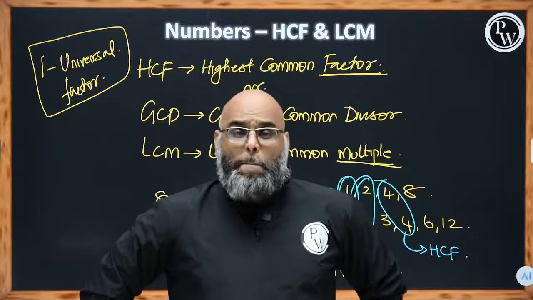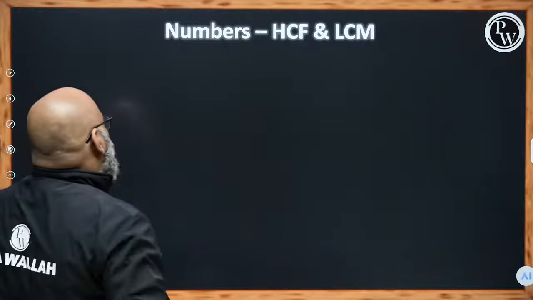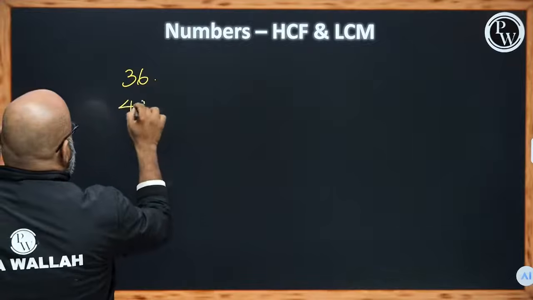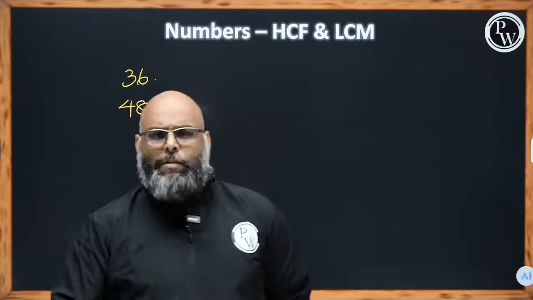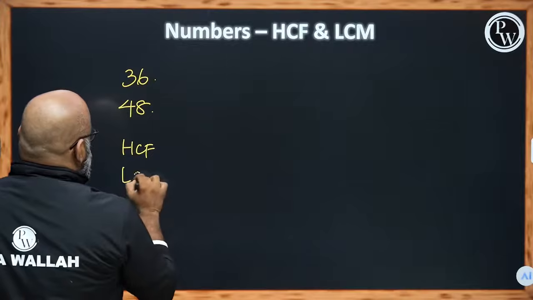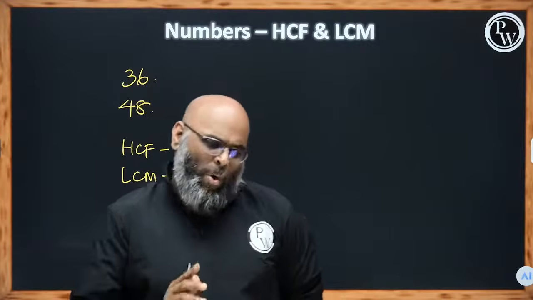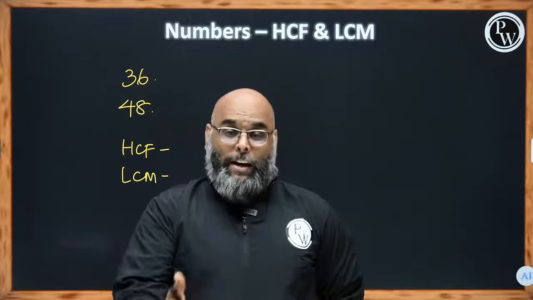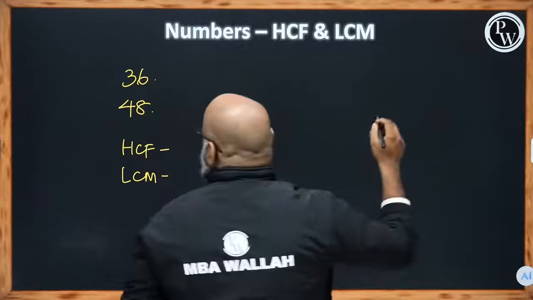How about numbers that are big? Let's take 36 and 48. Just to give you two convenient numbers. What is the HCF of 36 and 48, and the LCM of 36 and 48? Now we did this in school. I like this idea of prime factorization, very specifically the ladder method, right? We did this. What is the HCF and LCM of 36 and 48?